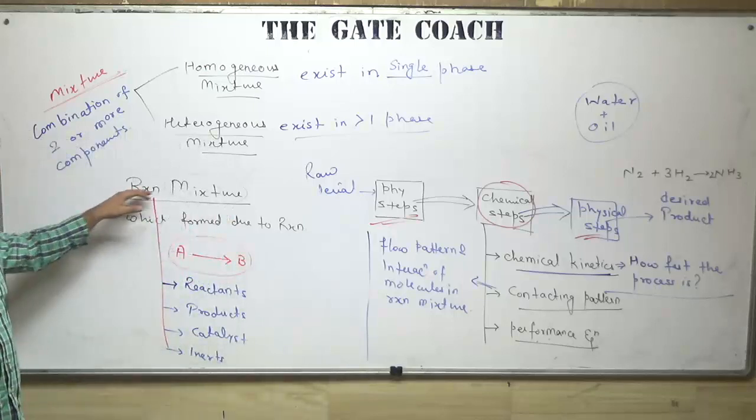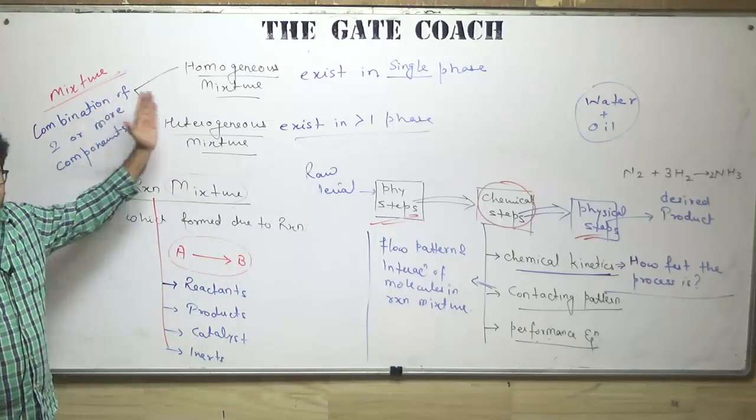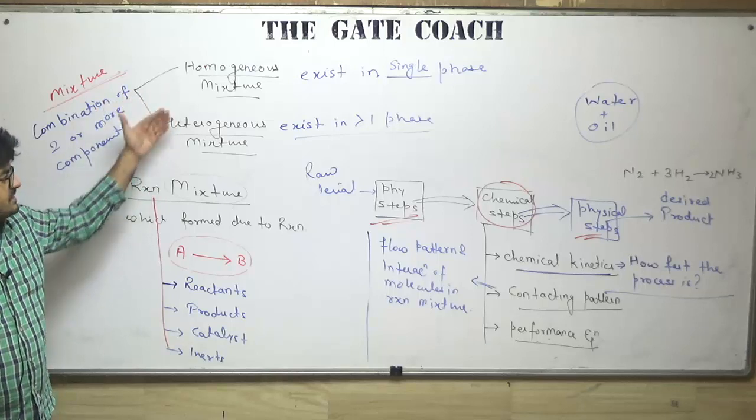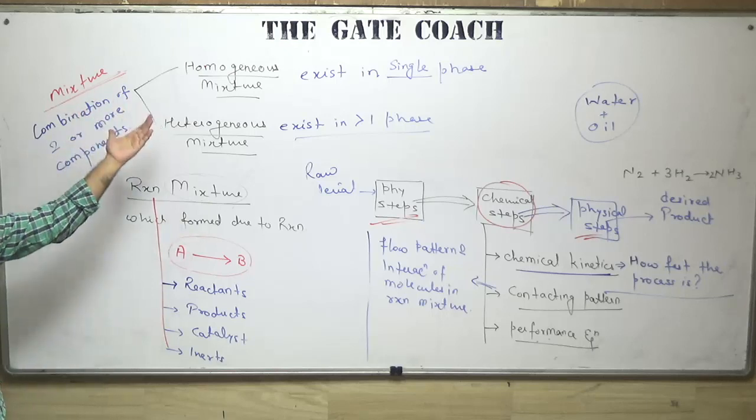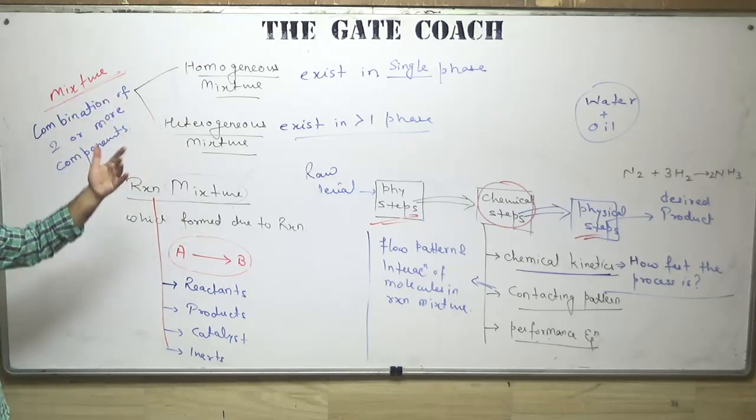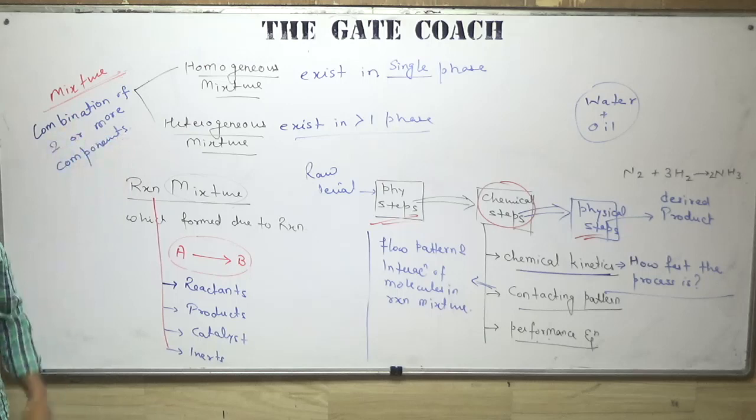And as mixture can be classified into two categories, homogeneous and heterogeneous mixture. If mixture exists in one phase, that is homogeneous mixture. If mixture exists in more than one phase, that is heterogeneous mixture.